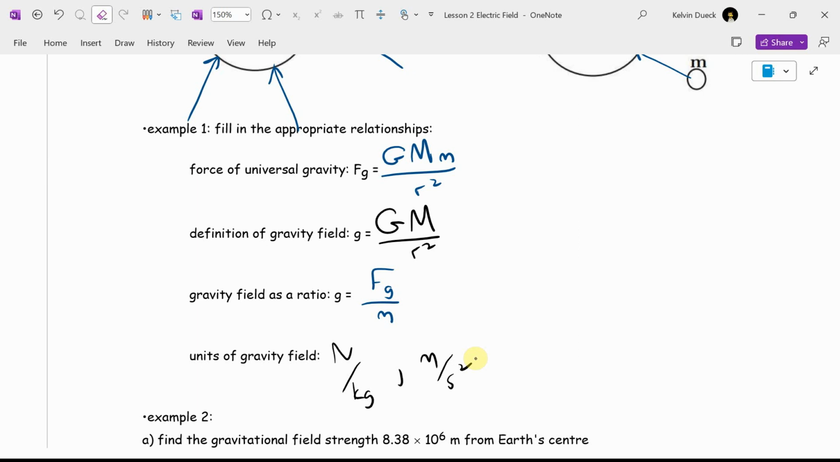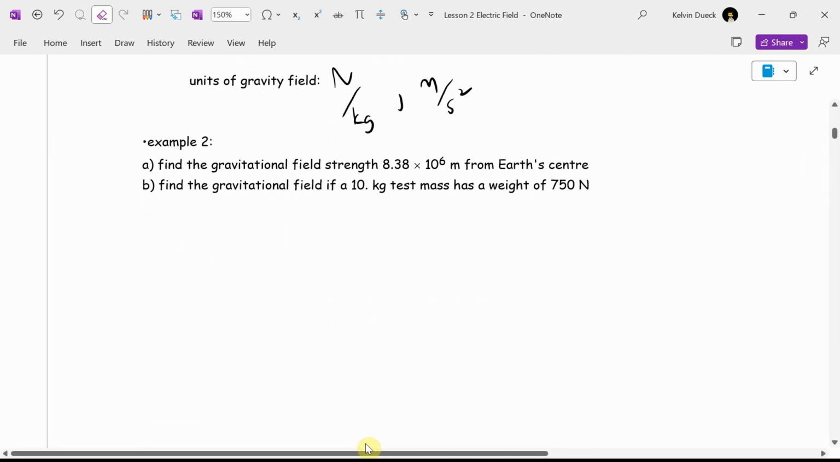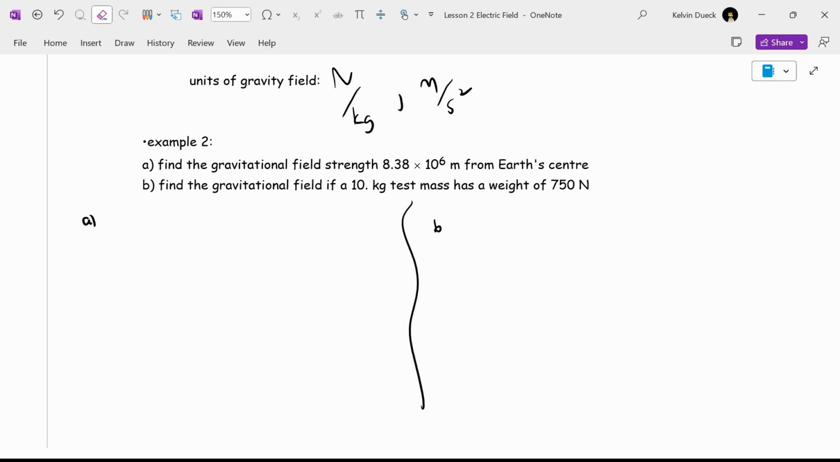So I can ask you to find the gravitational field strength in two different ways. What's A asking me to find? What's B asking me to find? Isn't this the same question? You know what? Let's do part A right here. Let's draw a little line down the page. Let's do part B right here.